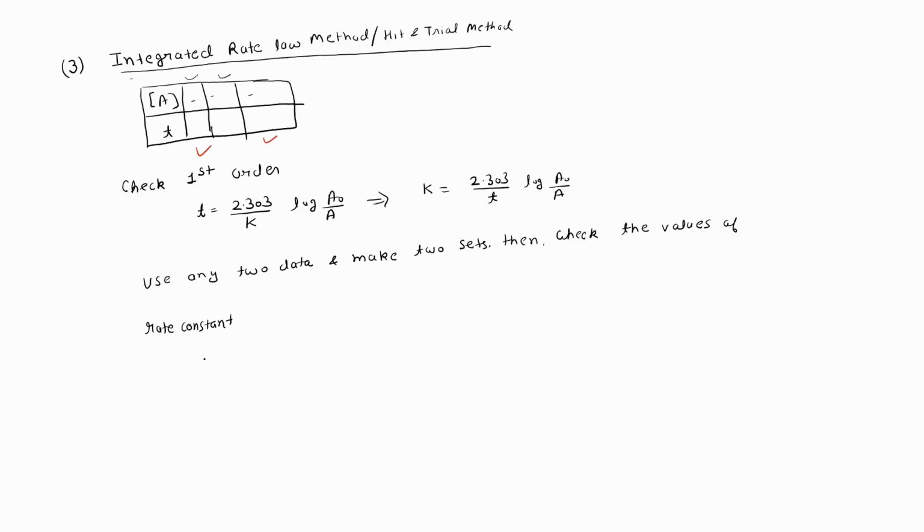Then check the values of rate constant. Since the reaction is similar, A gives product, the rate constant will be the same for this type of reaction, because there is only one reaction and you are not changing the temperature of the reaction. So check whether the values of rate constant are the same or not. If yes, then the reaction is first order.